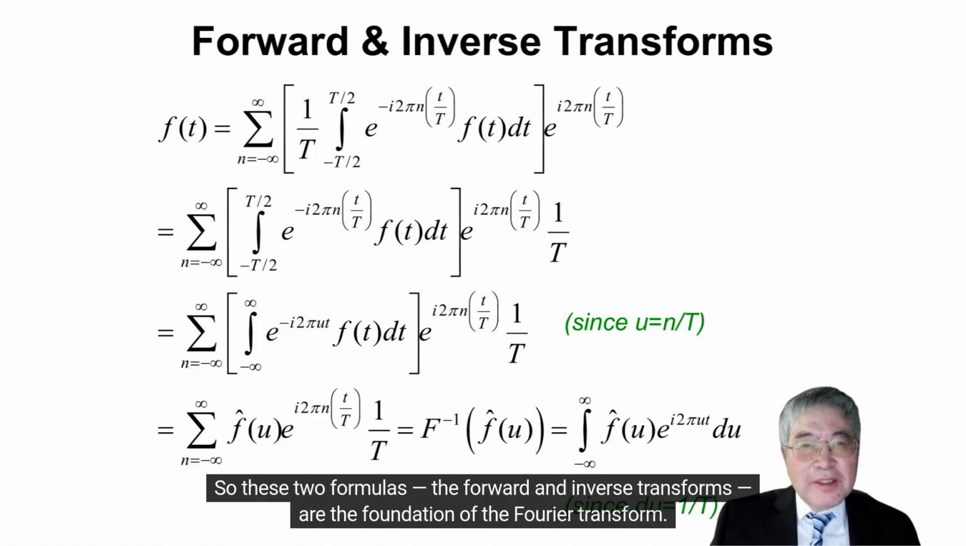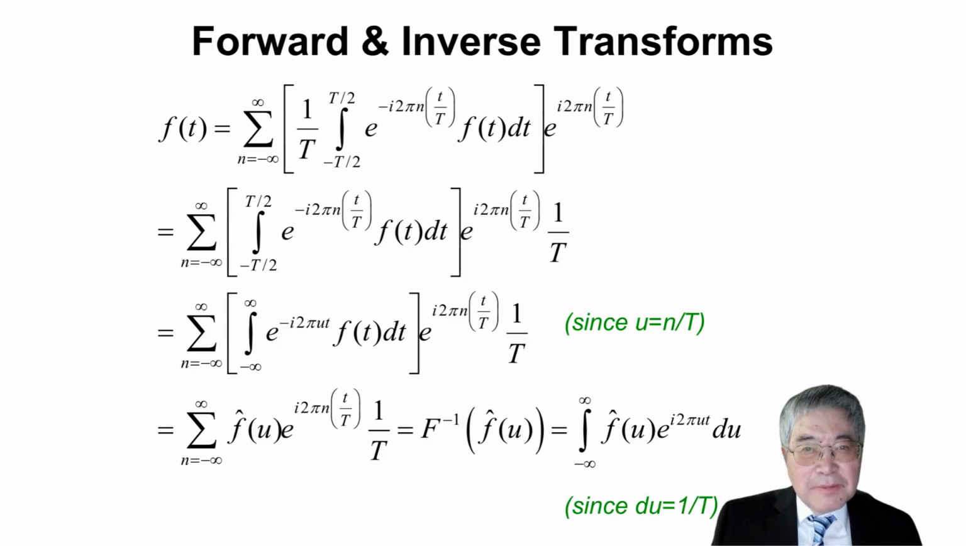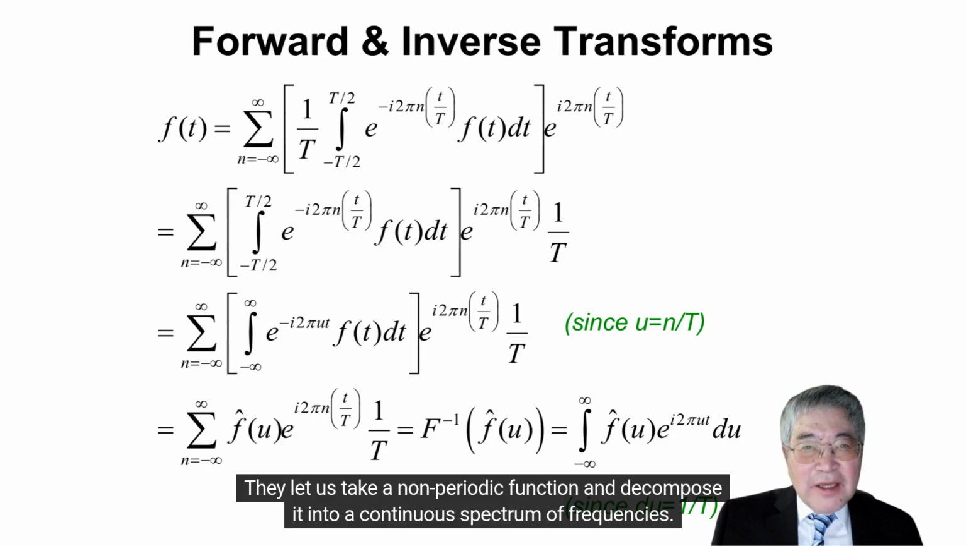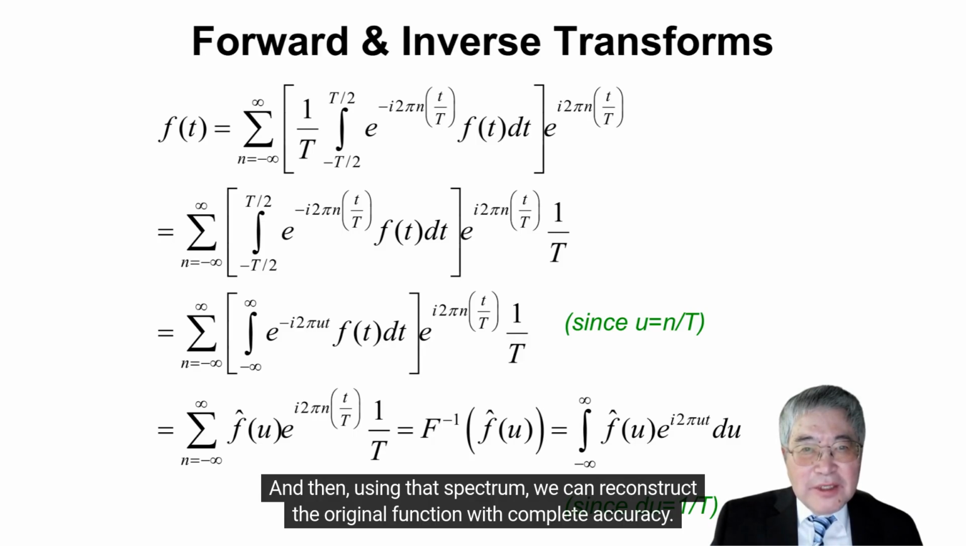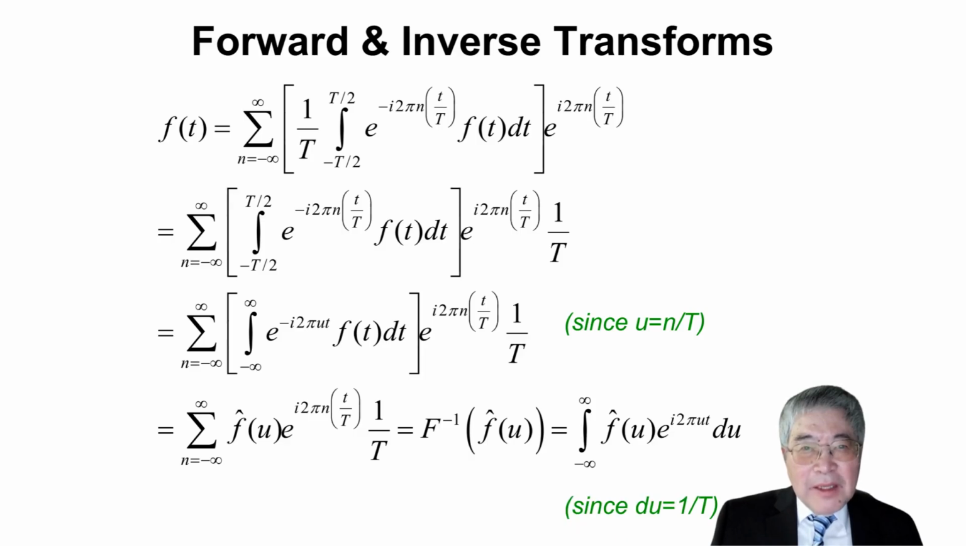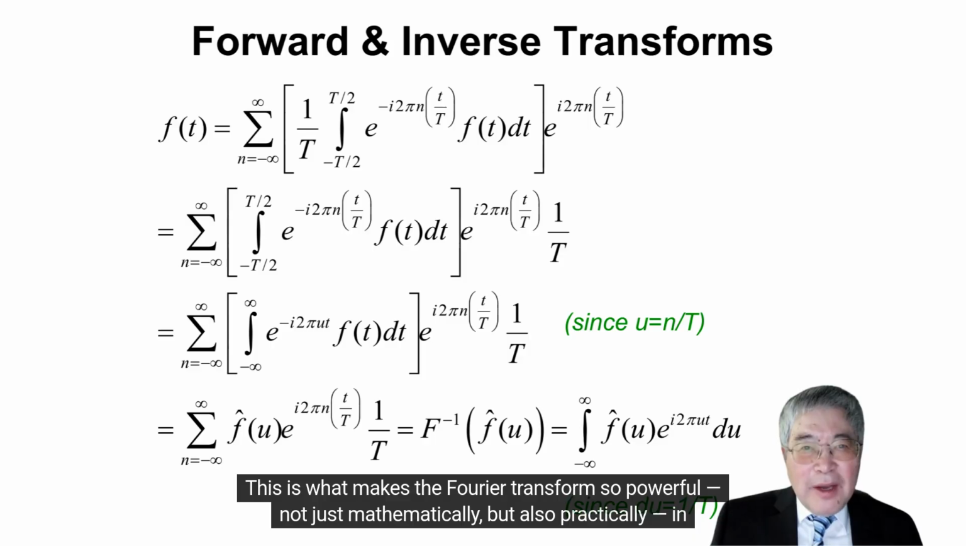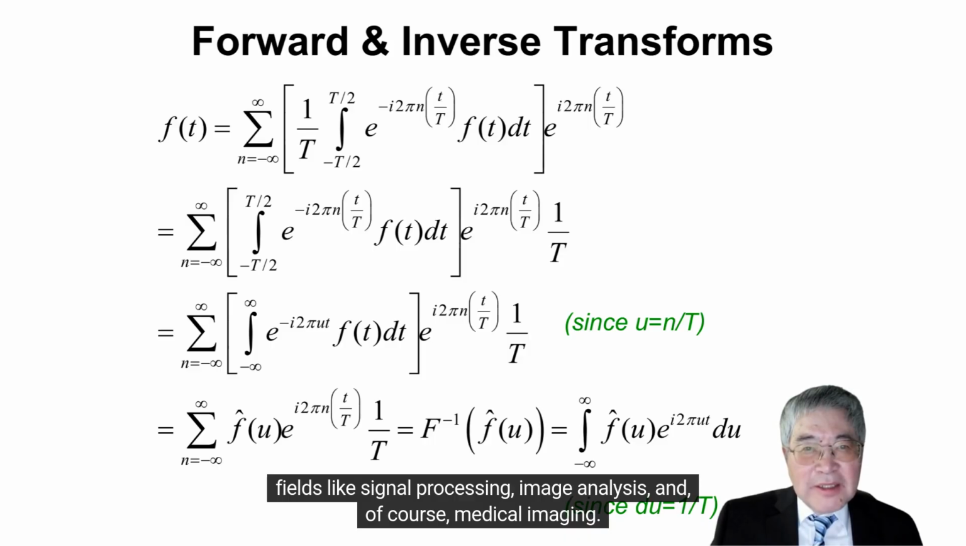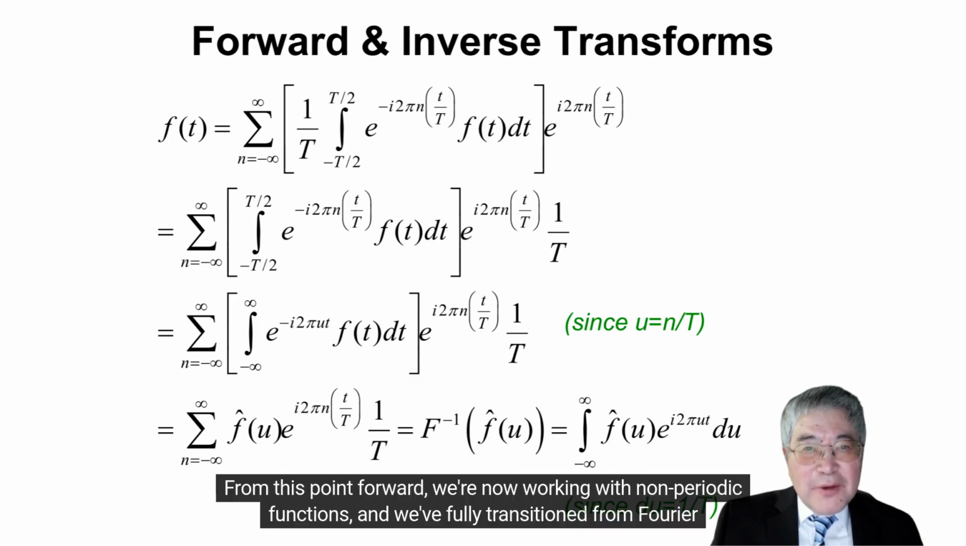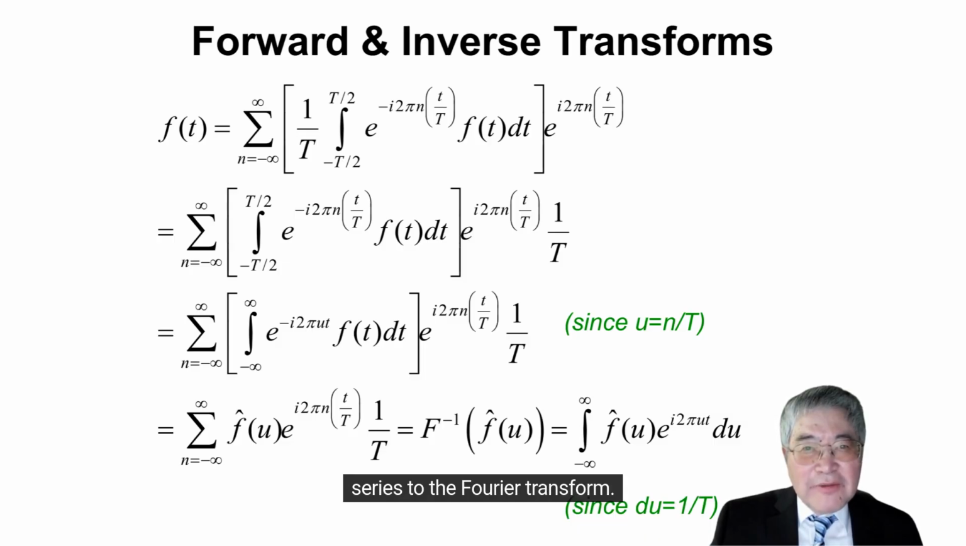So these two formulas, the forward and inverse transforms, are the foundation of the Fourier transform. They let us take a non-periodic function and decompose it into a continuous spectrum of frequencies, and then using that spectrum we can reconstruct the original function with complete accuracy. This is what makes the Fourier transform so powerful, not just mathematically, but also practically, in fields like signal processing, image analysis, and of course medical imaging. From this point forward, we're now working with non-periodic functions, and we've fully transitioned from Fourier series to the Fourier transform.